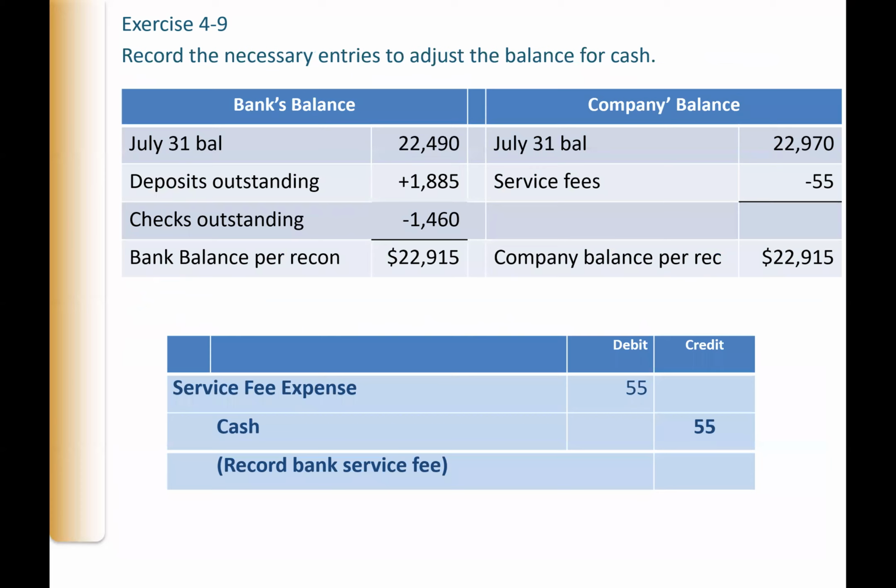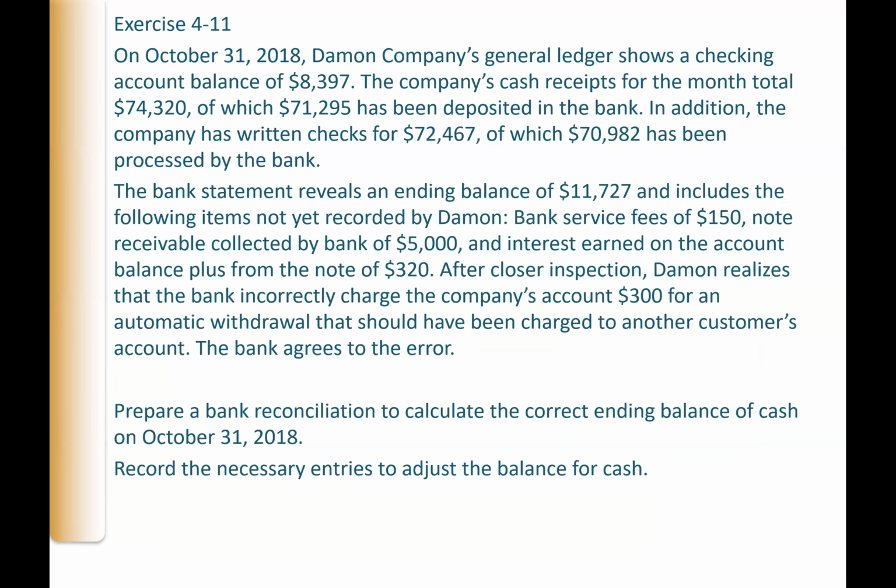$22,915. Now, the journal entry that we'll need to record for the company, we always record only those items that affected the company. We will show a service fee expense for a debit of $55 and we credit our cash for $55. Remember, we do that because the company has not yet recorded that.